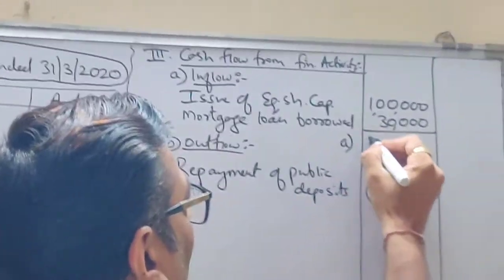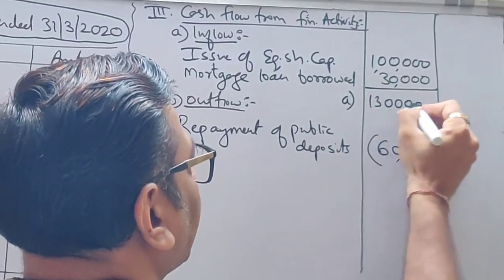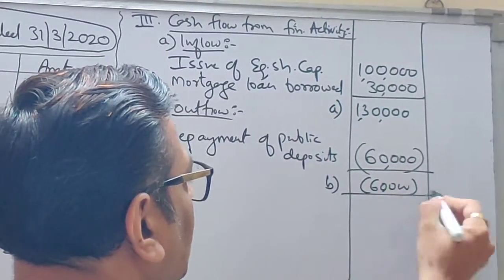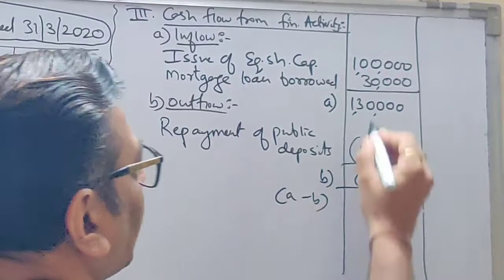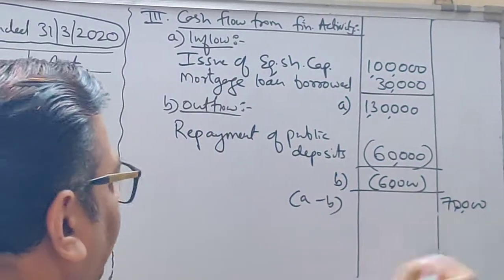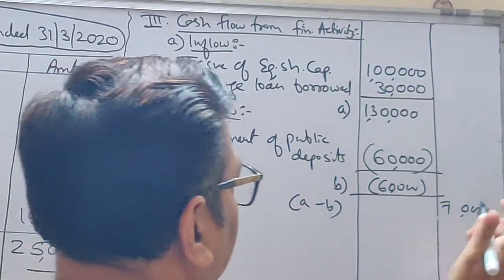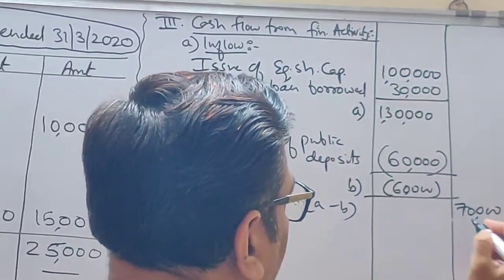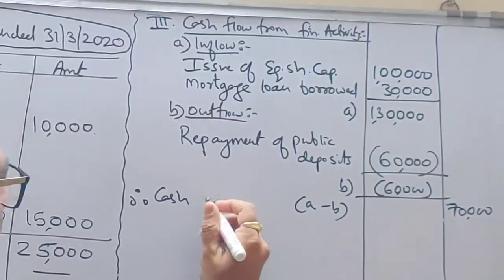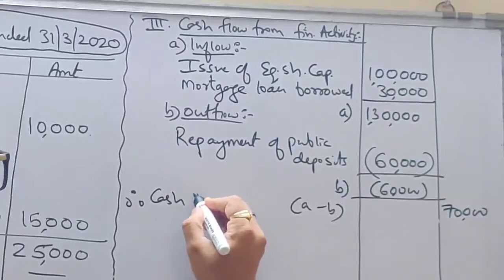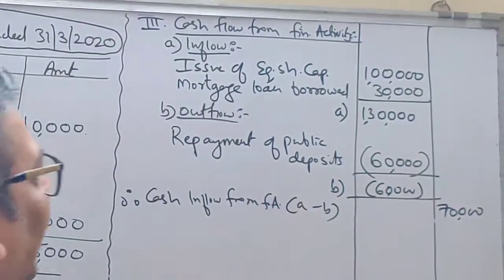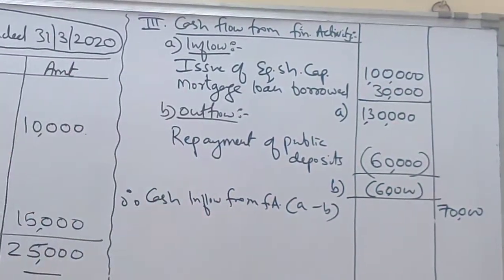Your inflow total is 1,30,000. Your outflow total is 60,000. So A minus B will give you a positive answer, 70,000. And you will write this as cash inflow from financing activity. It's a positive answer, so you write it as inflow.